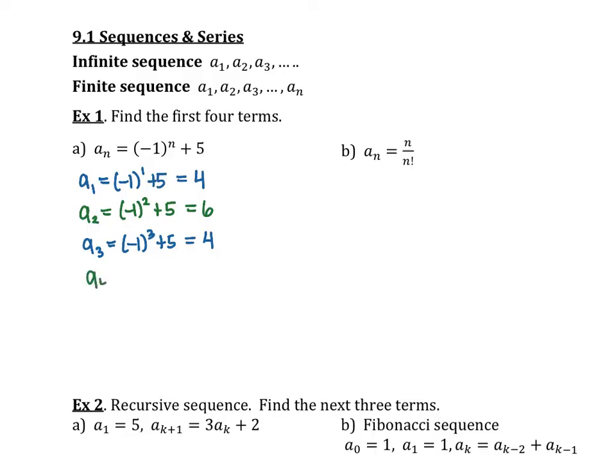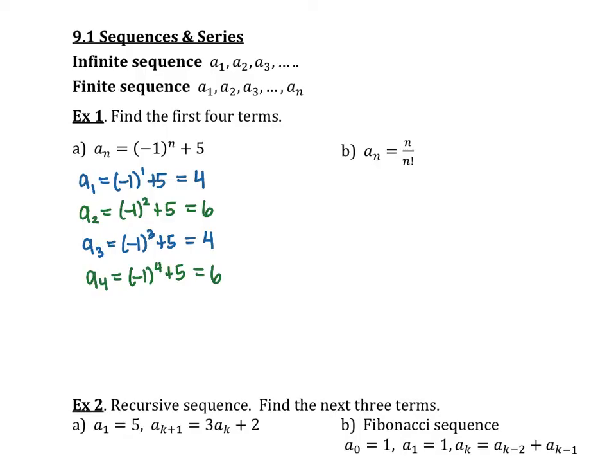Fourth term. Negative 1 to the fourth is positive 1. Positive 1 plus 5 is 6. So the first term is 4. The second term is 6. The third term is 4. The fourth term is 6. I could continue from there. I can tell it's going to go 4, 6, 4, 6, 4, 6 forever, but they only asked for the first 4 terms. Okay, I'm going to do the same thing for B.